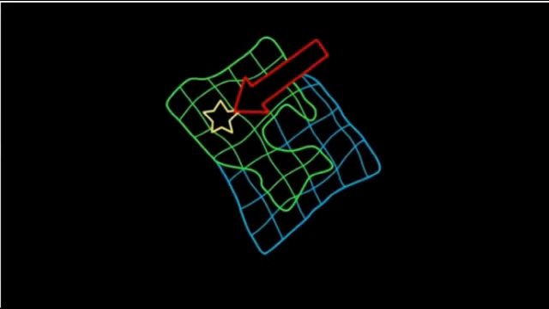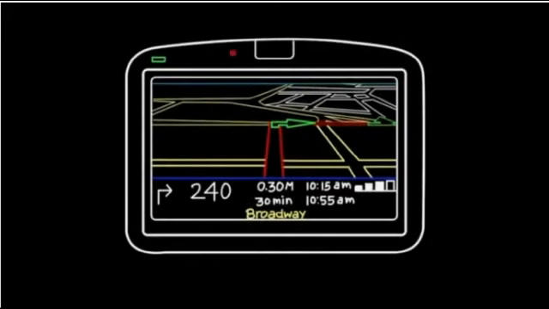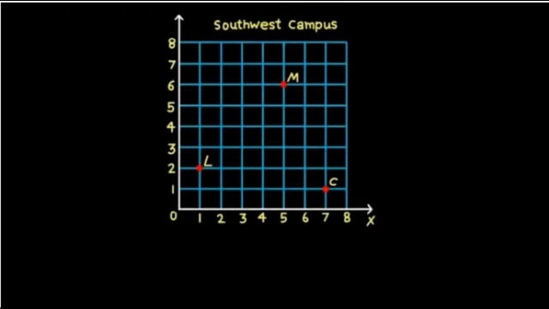Throughout history, maps were drawn and created with coordinate grids to help describe the physical location of places. These days, GPS systems have become popular, and they use coordinate grids as well. Let's see how they work. A portion of the southwest campus of a local college is shown. A few of the buildings are marked. What are the coordinates of point M, which is the math building?